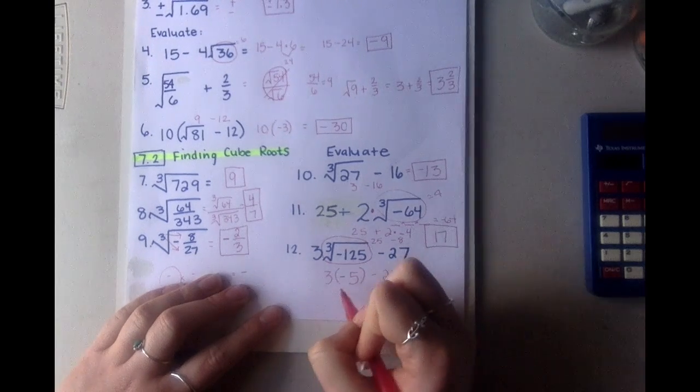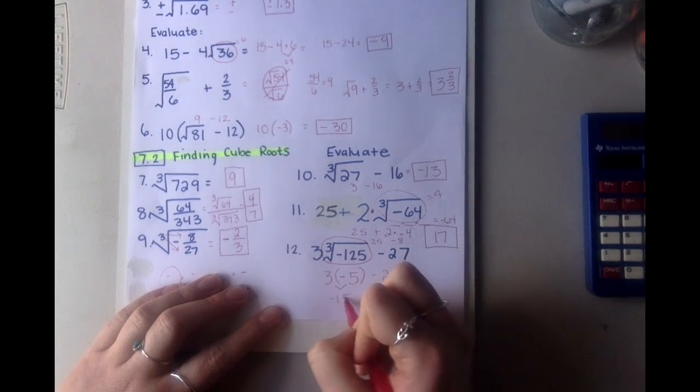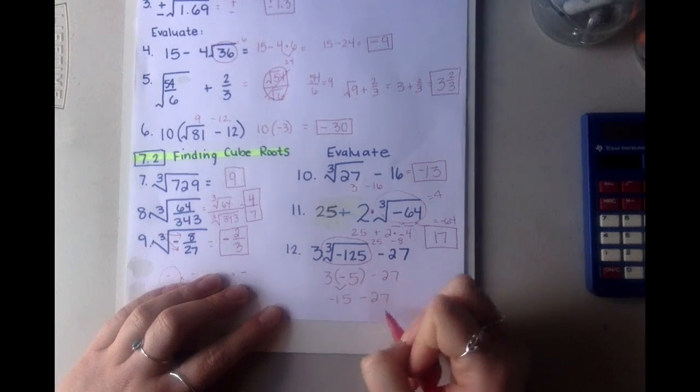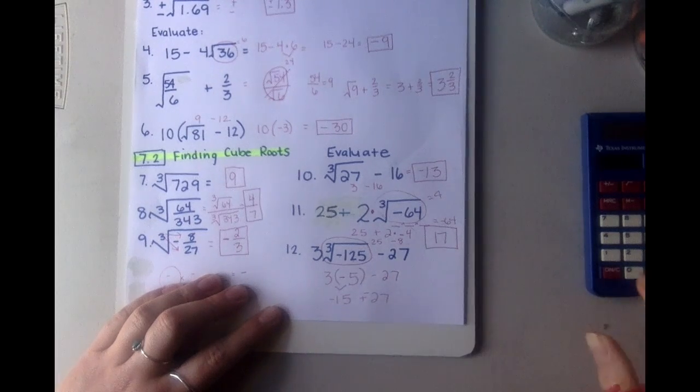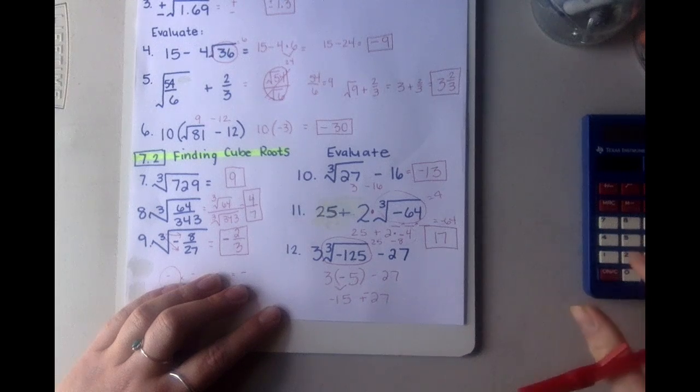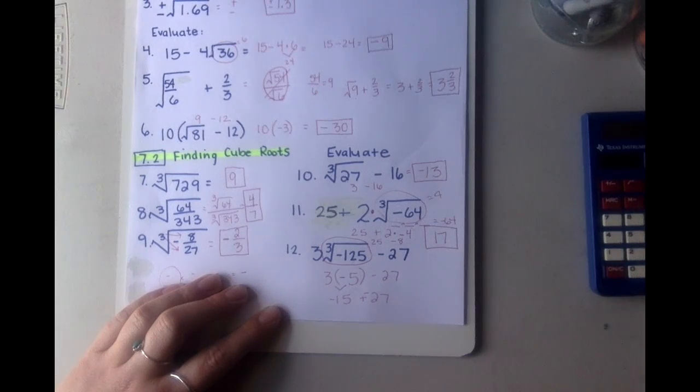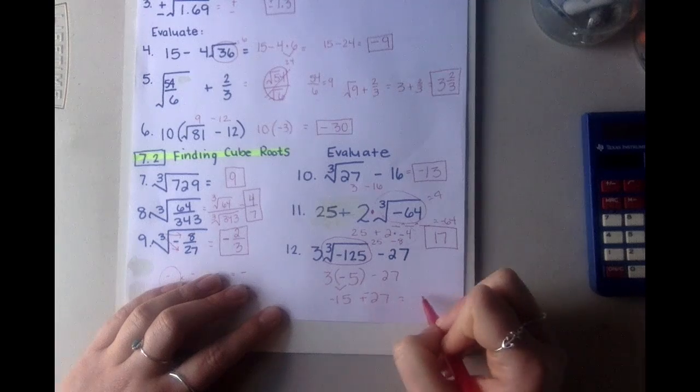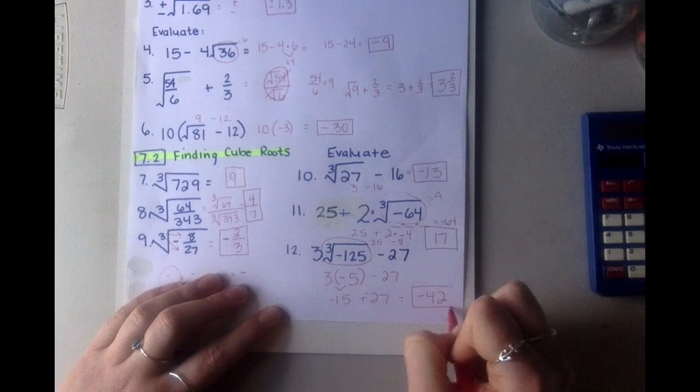3 times a negative 5 is negative 15 minus 27. Keep, change, change. So I can think about this as 27 plus 15 equals 42, but that's negative, so my answer is a negative 42. All right, let's move on to the next.